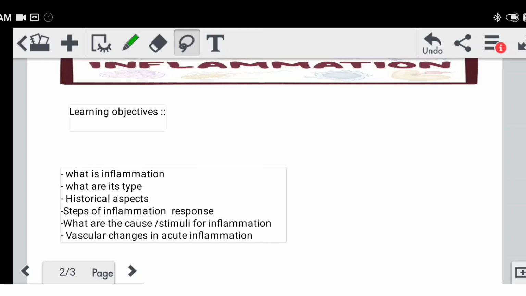We shall talk about the types of inflammation and we will look into some historical aspects of inflammation, and we will see what are the steps of a typical inflammatory response, and then we want to understand the causes or stimuli for inflammation, and finally we will end with understanding the vascular changes in acute inflammation.